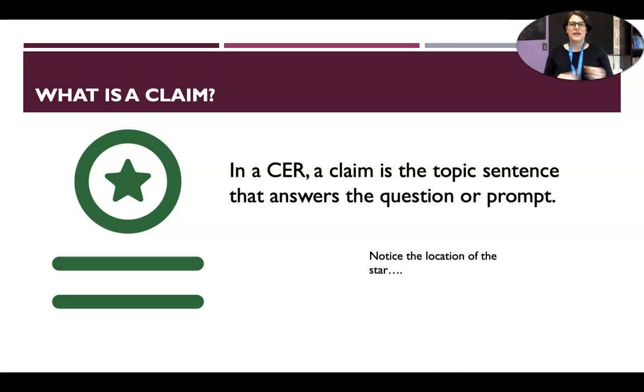So really quickly, as we actually look at this little star, I want you to notice where the star is in relation to everything else going on. That's right, it's actually at the top. So that tells you that the claim is your topic sentence at the top of whatever else you're writing in that paragraph.